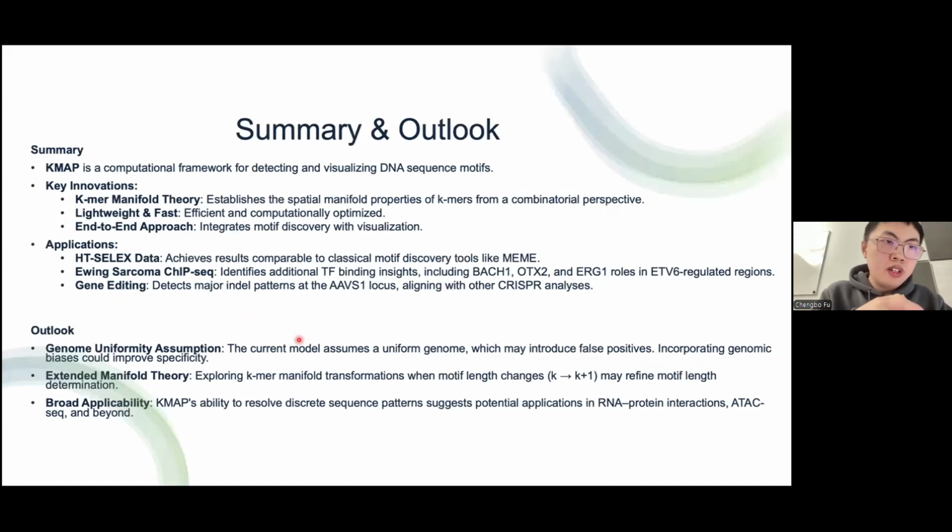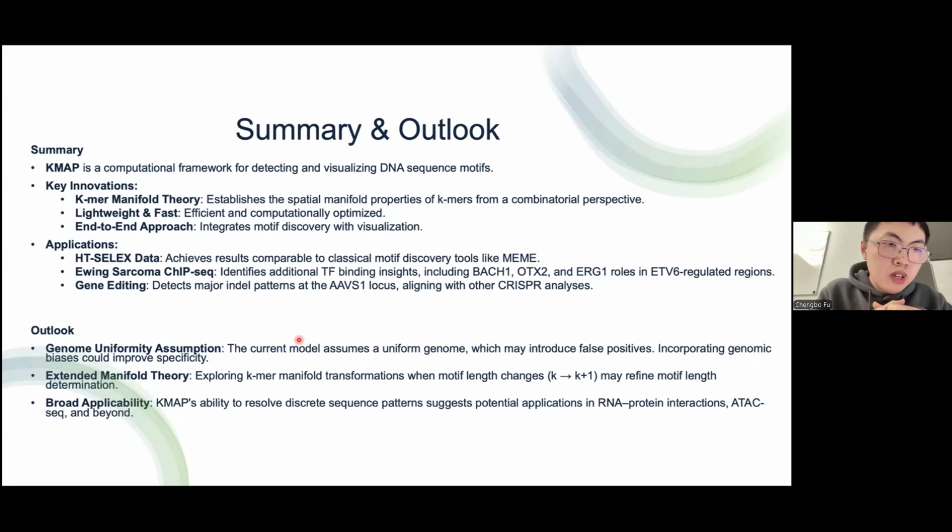So in summary, KMAP is a computational framework for detecting and visualizing DNA sequence motifs. The innovation in this paper is, I believe we are the first paper to build the kmer theory and discuss kmer manifold properties. By using this theory, we can do fast motif discovery, and end to end we can achieve good visualization. And we conducted 3 kinds of experiments to demonstrate that KMAP can be applied in different scenarios.